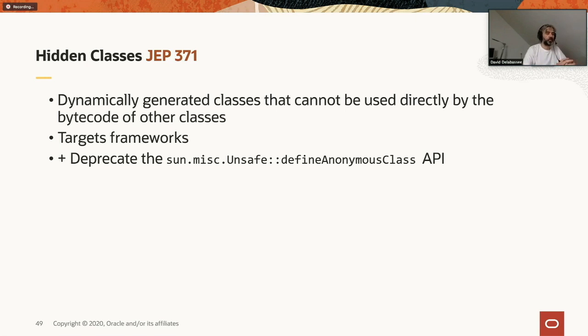So only the frameworks that generate those classes will be able to use those classes. So it targets framework developers. But if we look at Lambda expressions, for example, Java itself is also using that technique, so that's something that is also useful for Java itself. And one of the things that will be done, in addition to creating this new facility, is also deprecating the sun.misc.Unsafe defineAnonymousClass, which is used exactly for doing that, dynamically generating classes.